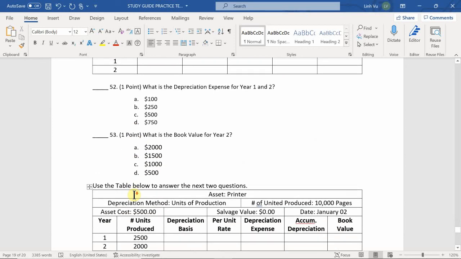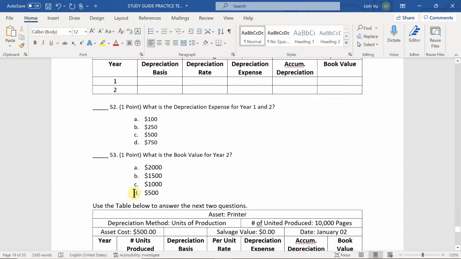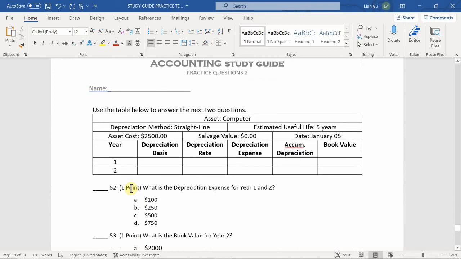So we have a couple more questions here, so let's go ahead and complete them. Use the following table to answer the next two questions. I give you a table, and this is going to be exactly like the exam. I'm going to give you information that's already filled out. All you have to do is answer the question, and make sure you answer the right question. In this case, I have a computer worth a total of $2,500, straight line, its salvage value is $0, the date placed into service is January 5th, and its useful life is 5 years.